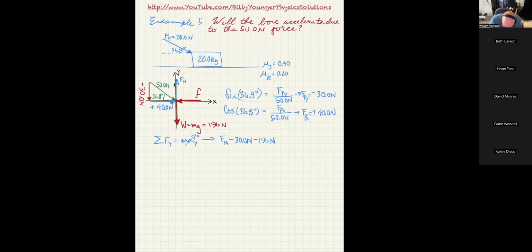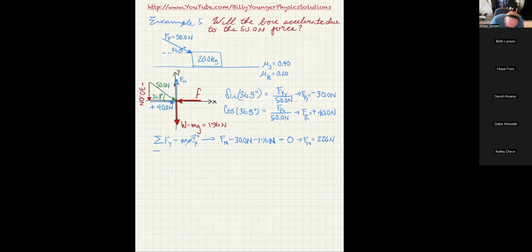Again, we're still adding, but I'm just not taking the time to write plus a negative sign. And of course, the right hand side is 0. So this ultimately tells me that the normal force, Fn, is 196 newtons plus 30 newtons. If I added 10 to 196, I get 206, and then 20 would be 216, and then 30 would be 226. So that's 226 newtons is the normal force.